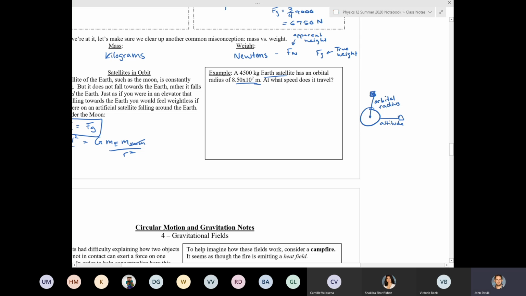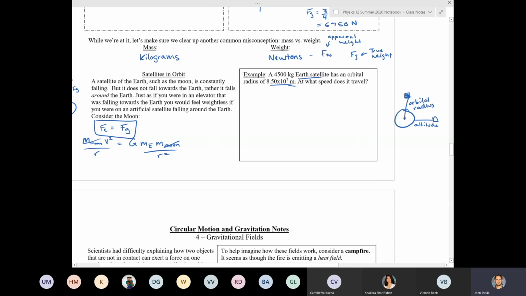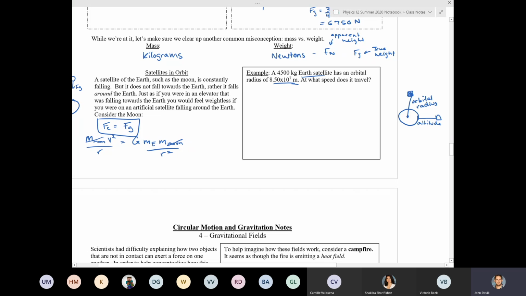The difference here is that when we do R in FG equals G M1 M2 over R squared, that R is the distance between the centers. So if I give you altitude, you have to add the radius of the Earth to that. So there's a difference between orbital radius and altitude. We're given orbital radius here, so that's good. A 4,500 kilogram Earth satellite has an orbital radius of that. What speed does it travel at?